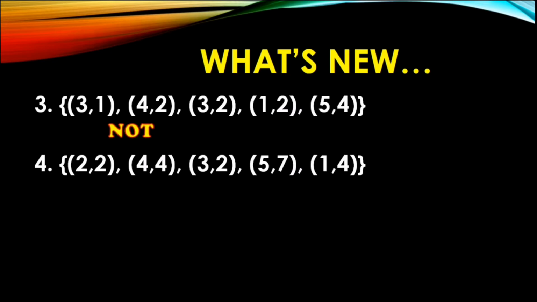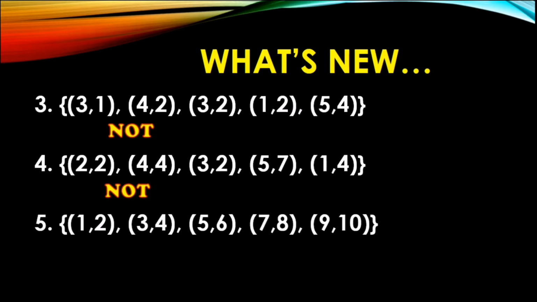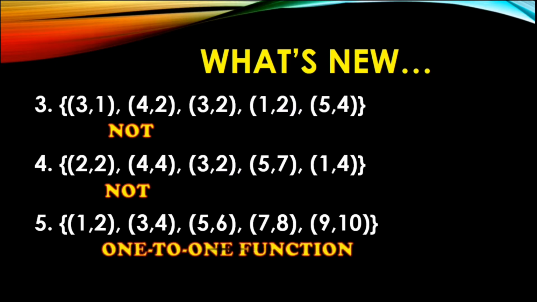Number 4, we have a set of ordered pairs: (2, 2), (4, 4), (3, 2), (5, 7), and (1, 4). Pairs (4, 4) and (1, 4) have the same y values. Again, this is not a one-to-one function. Number 5, another set of ordered pairs: 1, 2, 3, 4, 5, 6, 7, 8, 9, 10. No repetition on the x and y values, so number 5 is a one-to-one function.